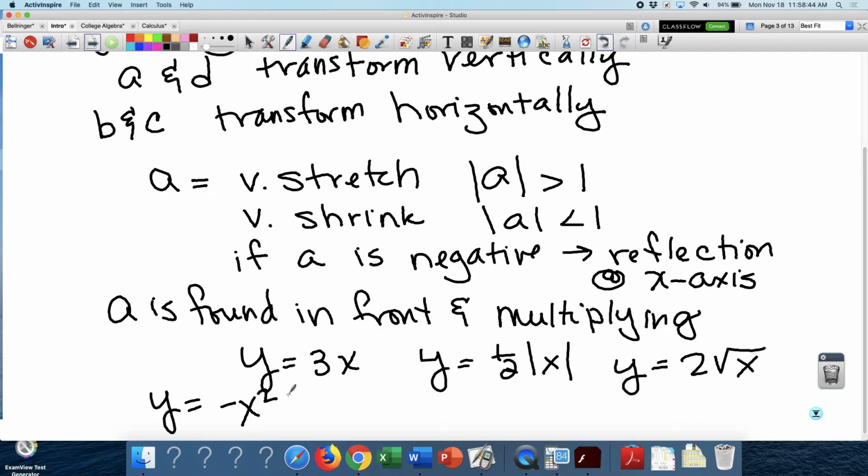These are parent functions: x, absolute value of x, square root of x, x squared, x cubed. Those are parent functions. Anything else that you see that's different is a transformation. Now, we're going to talk about the vertical stretch and vertical shrink. You have to tell me vertical, okay?